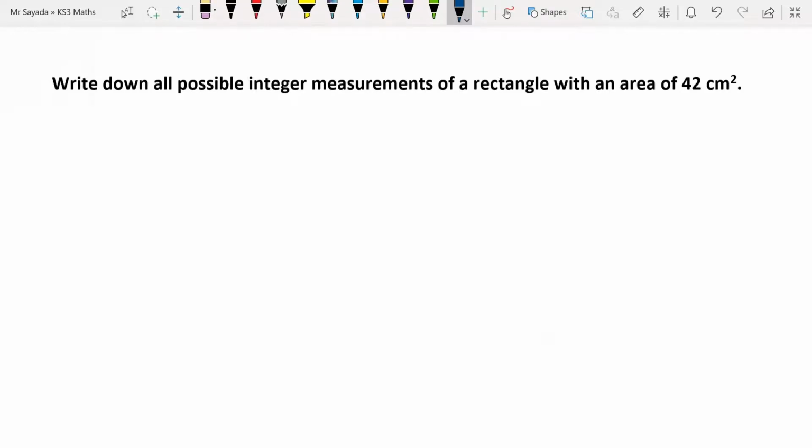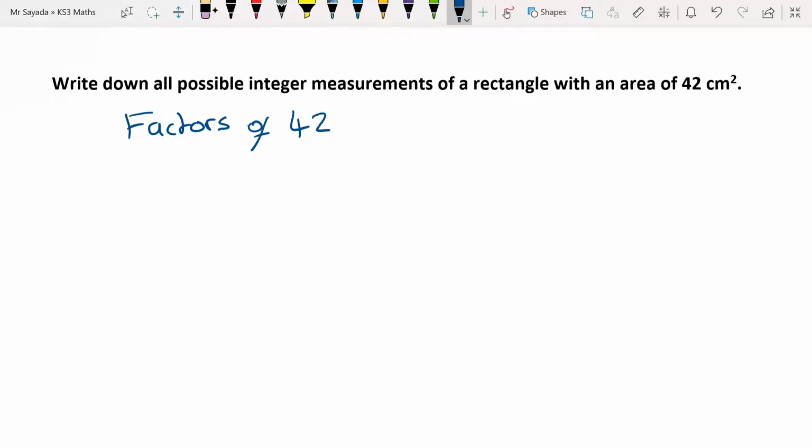So I have a rectangle with an area of 42 centimeters squared, but I don't know what the lengths are. But I can work them out because I just need to find two numbers which multiply together to make 42. In other words, I need to find the factor pairs. If I find the factor pairs, I find all the possibilities. So all I need to do is find all the factors of 42. That's how you solve a problem like this.